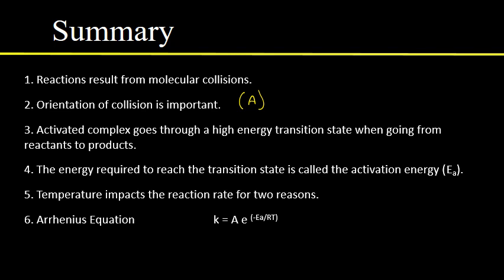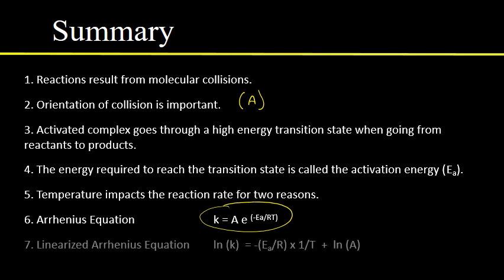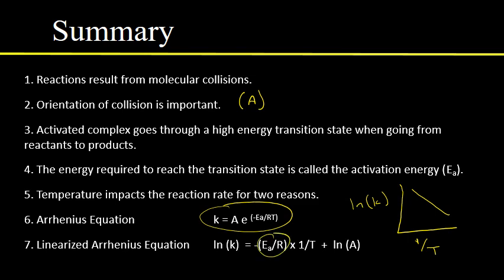You can combine that information to get the Arrhenius equation. This is an important equation that you should know. So I've got the Arrhenius equation here, and you can linearize that. The math here is a little bit funky. Again, it looks a little bit complicated, but the result is that if you plot 1 over temperature, the reciprocal of the temperature, on the x-axis, and the natural log of the rate constant on the y-axis, you get a straight line, and the slope is equal to negative Ea over R.